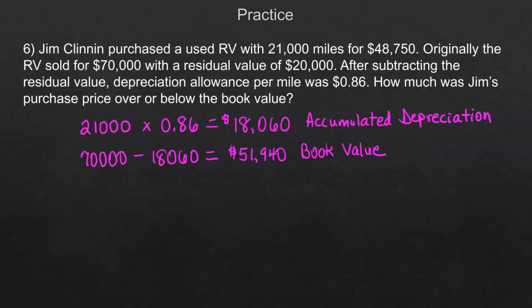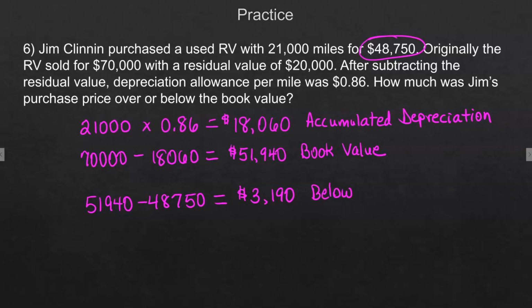They gave 48,750. So that means that they gave less than the book value. And let's see how much less. So it was 3,190 below book value. And then that's all we were supposed to say. Is it over or below? And it's below.